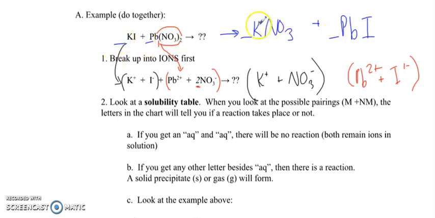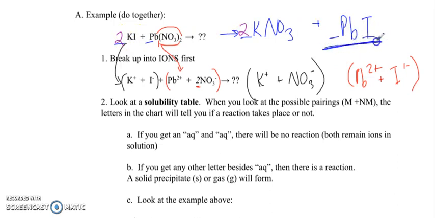So 1 potassium, that's good. 1 iodine, that's good. 1 lead, that's okay. But look right here, I have 2 nitrates, so I need to fix that. So let's get 2 nitrates. Okay, so now we have 2 potassium, so I've got to fix that. Now I've got 2 potassium, and I need to have 2 iodine. Well, if I put a 2 here, that messes up. That's a clue we did something wrong.